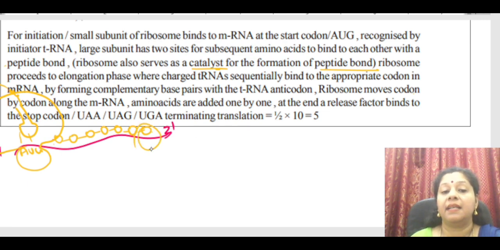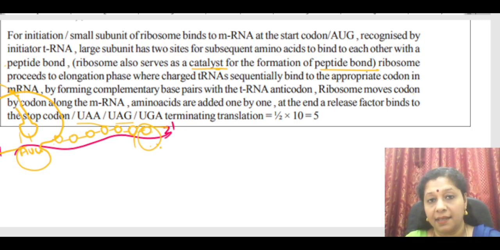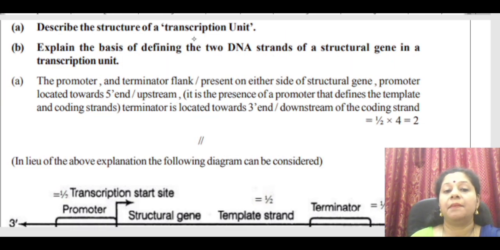At the end, a release factor will come and bind with the stop codon, either of any of these, UAA, UAG or UGA, and the process will terminate. You have to entirely understand the process very well. Describe the structure of a transcription unit. I am not repeating, we have already done that.